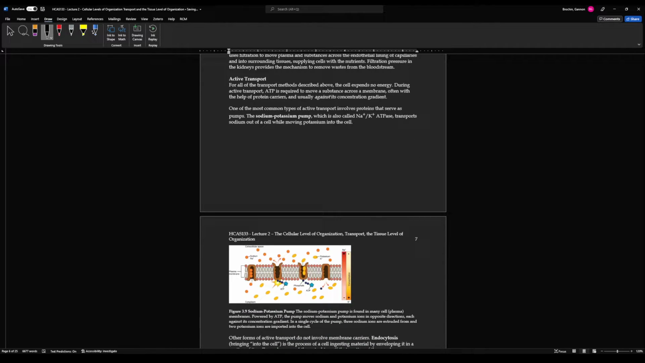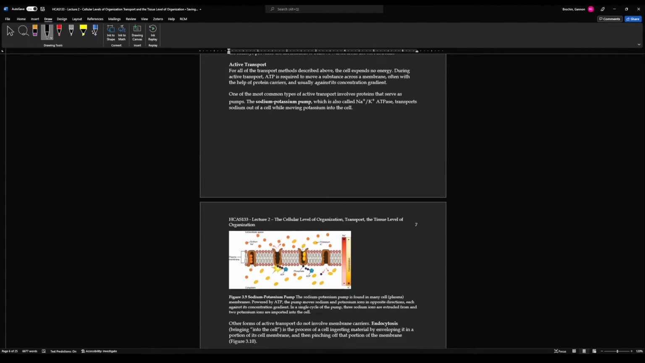Now, active transport, again, active transport requires ATP. It requires energy, and often this is because a protein will be moving a substance against the concentration gradient, okay? So we need to move things in a different direction than where they would naturally go. The classic example of this is the sodium-potassium pump.